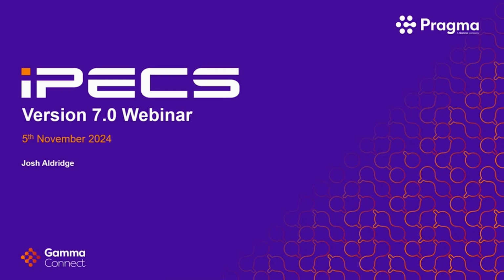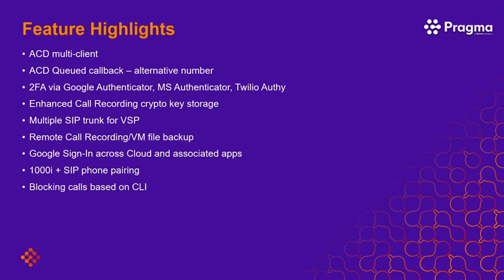Okay, we'll get started. To begin, just a few highlights of what we've got in this version. We've got ACD Multi-client, ACD Queued callback, two-factor authentication, which is a big one, call recording, crypto key storage, multi-SIP transfer VSP, backing up of call recordings and voicemails off-site away from cloud, Google sign-in, ThousandEye and SIP multi-client, and then blocking calls based on CLI.